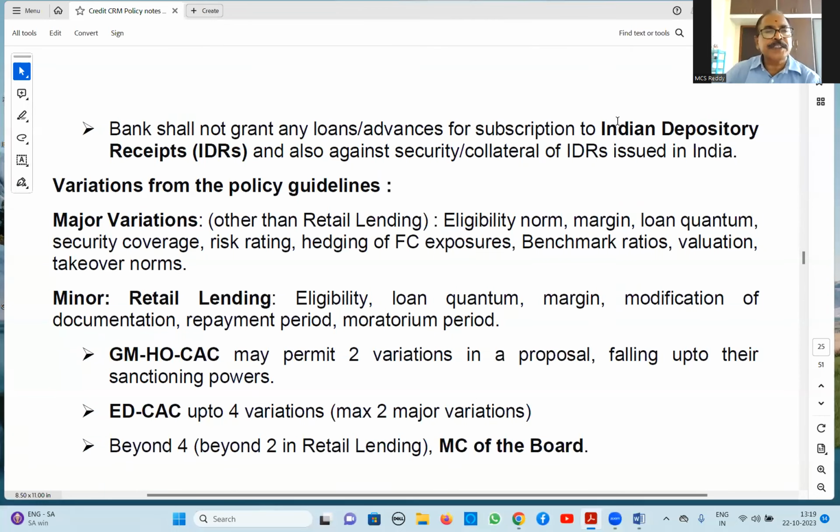Next, against Indian Depository Receipts also, no loans. What are these Indian Depository Receipts? Suppose foreign companies want to raise funds in the Indian market. They issue shares to the Indian market. Those shares are kept with one securities depository in India, and they issue receipts against particular shares. They are called Indian Depository Receipts. So against those receipts, which are nothing but shares of foreign companies, we should not lend.